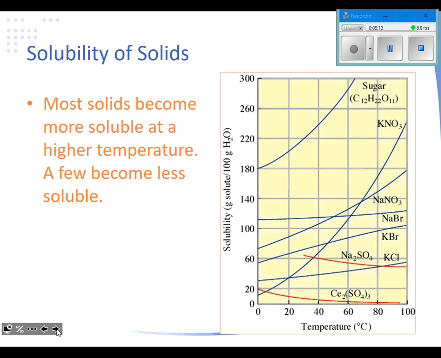Now, most solids become more soluble at higher temperatures. There's a few, like Na2SO4 and Ce2(SO4)3, which is sodium sulfate and cesium sulfate. They actually become less soluble at higher temperatures, but most of them, as the temperature increases, so does the solubility.